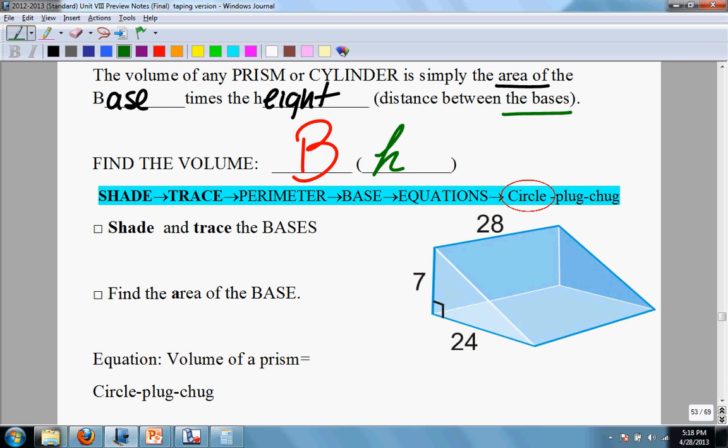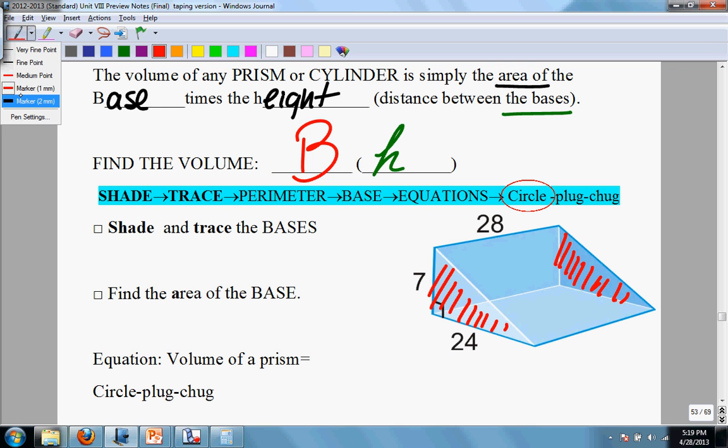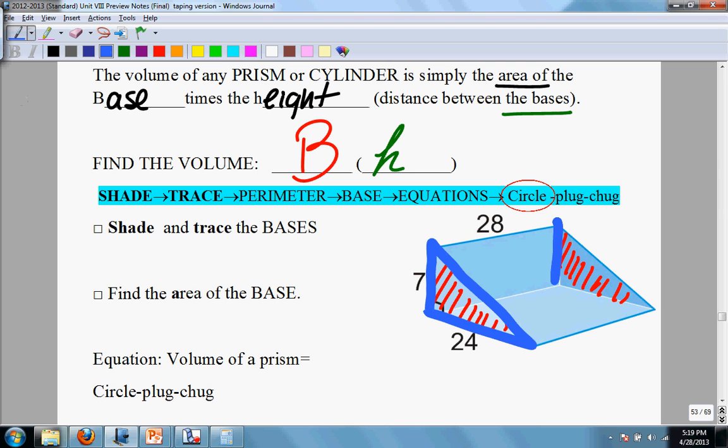We're going to follow the same steps: shade, trace, perimeter, base, equations, circle, plug, chug. So we're going to shade and trace the bases. Our bases are these two. 1, 2. Shade, trace the bases. There's your 2 bases. Check.